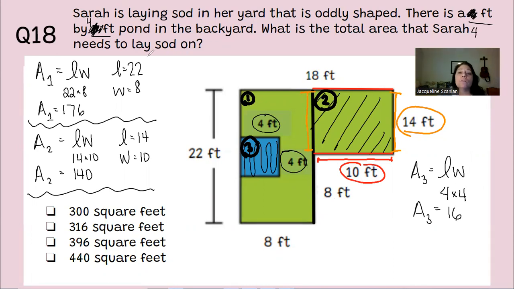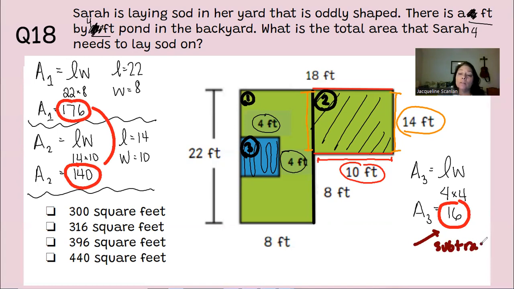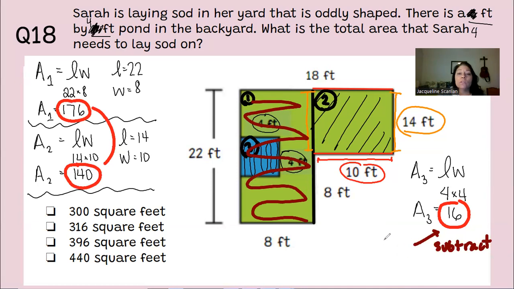And now I need to figure out what to do with these 3 numbers. Remember, my 3 final numbers that I found are 176 for shape 1, 140 for shape 2, and 16 for shape 3. Remember, the goal is to cover these items with sod. And so I am going to add shape 1 and shape 2 together to give me my total area. But when it comes to the pool, I am going to subtract the pool's area out because I don't want to cover it with sod. And when I found the area of this shape right here, it included the pool. So I need to remove that area from it.